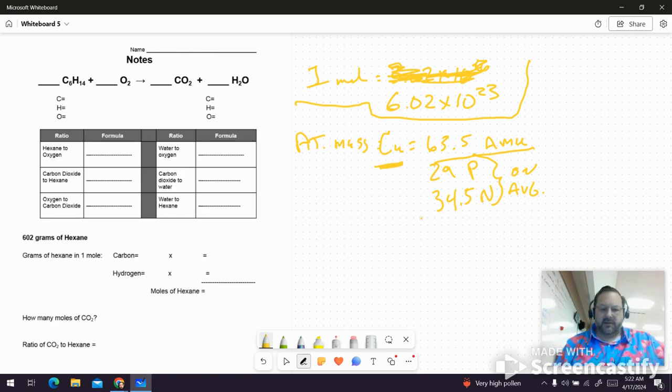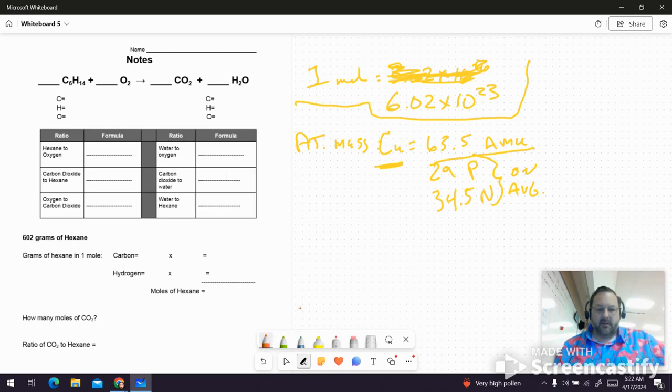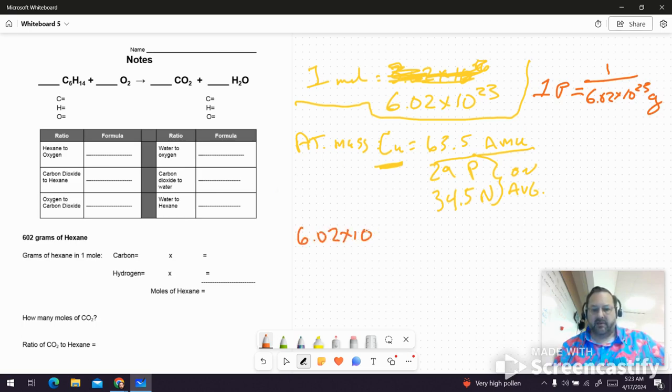Now, here's the big difference. The key is that one proton, or one neutron, equals 1 over 6.02 times 10 to the 23rd grams. We're counting them as the same. They're almost the same. That means if I had 6.02 times 10 to the 23rd protons, that would equal 1 gram.